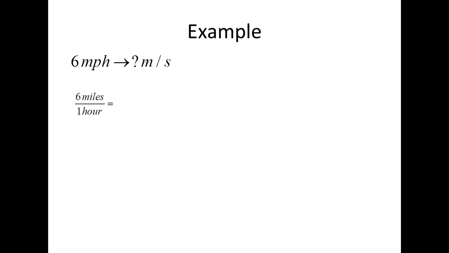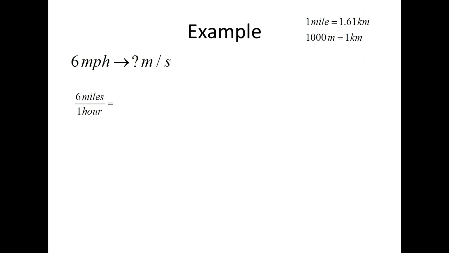One last example. This one's a little more complicated, 6 miles per hour, and I want it in meters per second. So I need some conversions. Let's go from miles to meters. 1 mile is 1.61 kilometers, but I also know that 1 kilometer is 1,000 meters. I'm going to let you do the division to look at how we're going to come up with that number 1 to multiply.